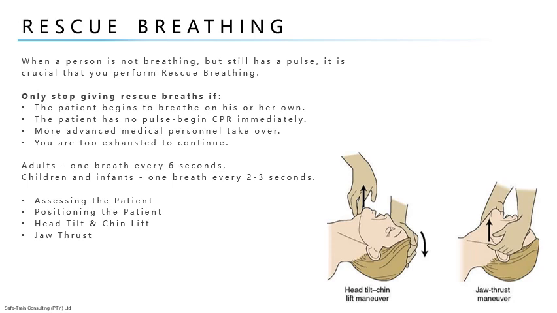You should never perform rescue breathing on a stranger, unless you have a barrier device, so that you will not catch any contagious disease the patient is carrying. Should an adult, child or infant's pulse return but is not breathing effectively, assist with rescue breaths. Rescue breaths are given to adults by delivering 1 breath every 6 seconds, children, and infants by delivering 1 breath every 2 to 3 seconds.